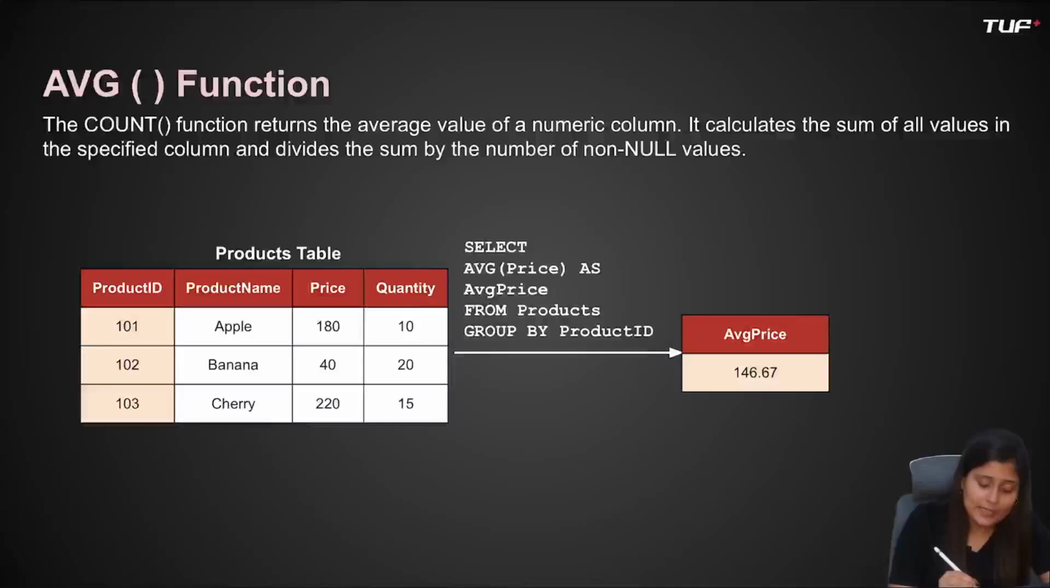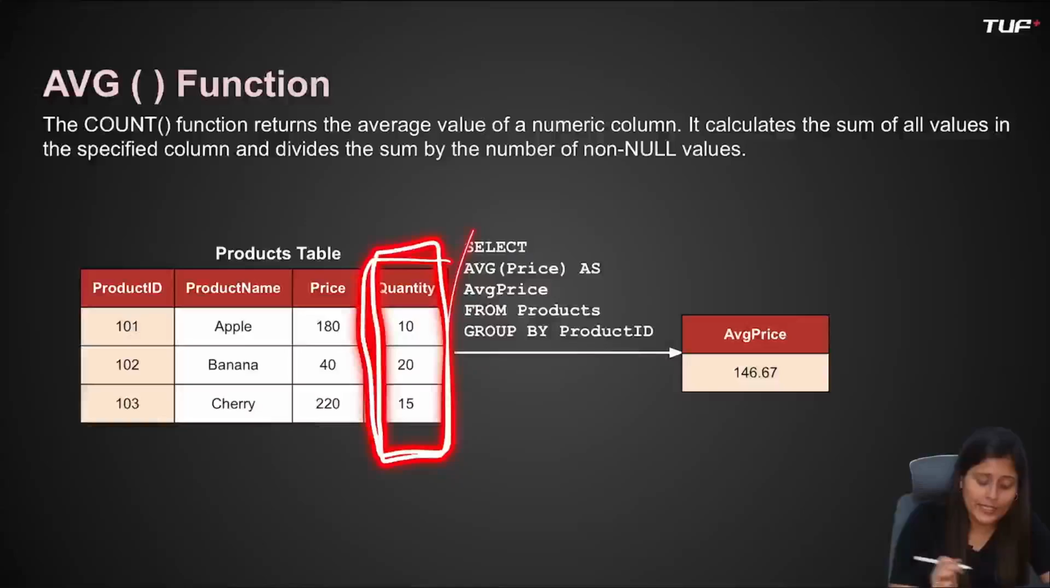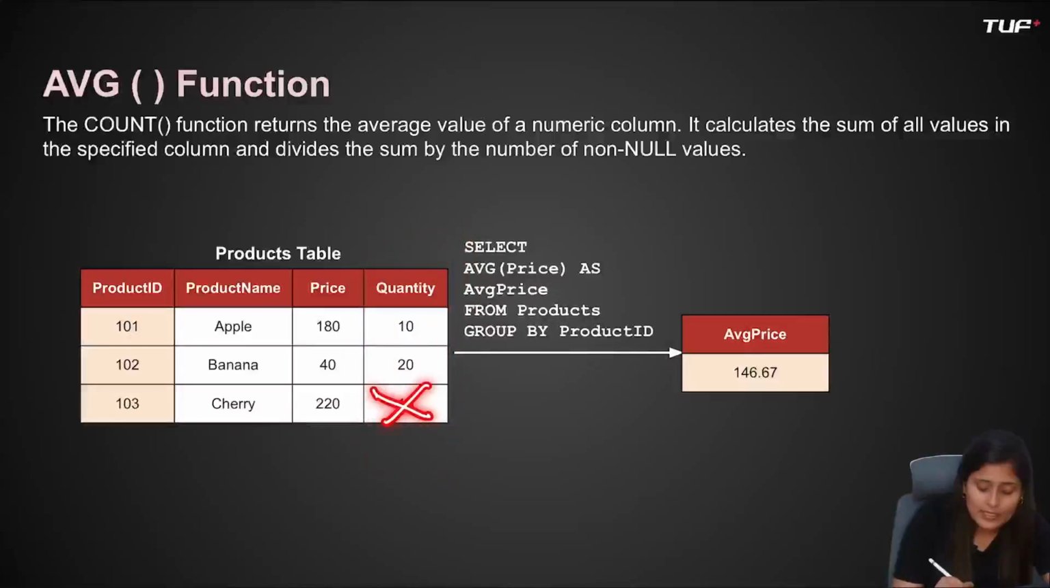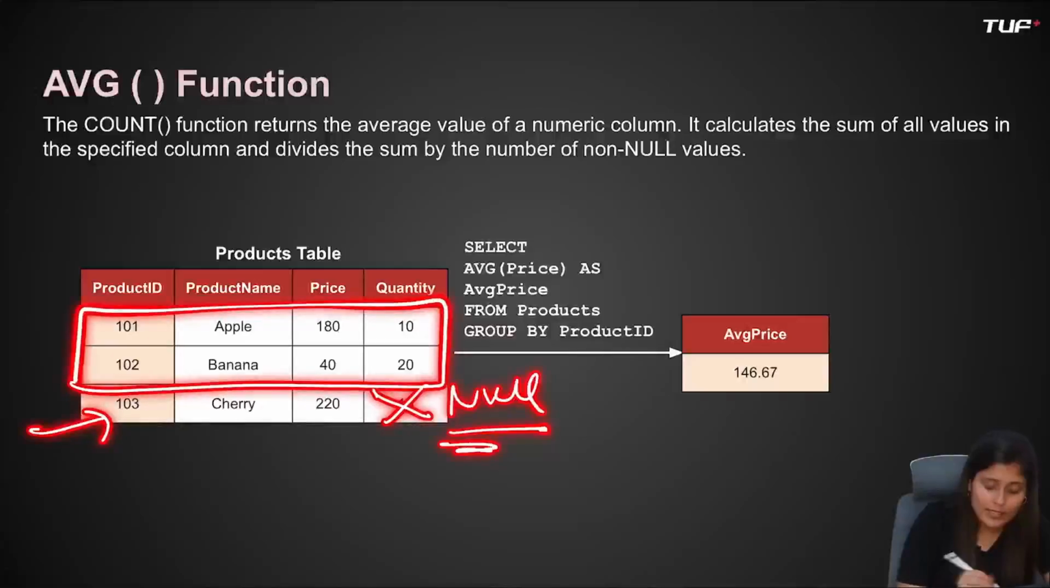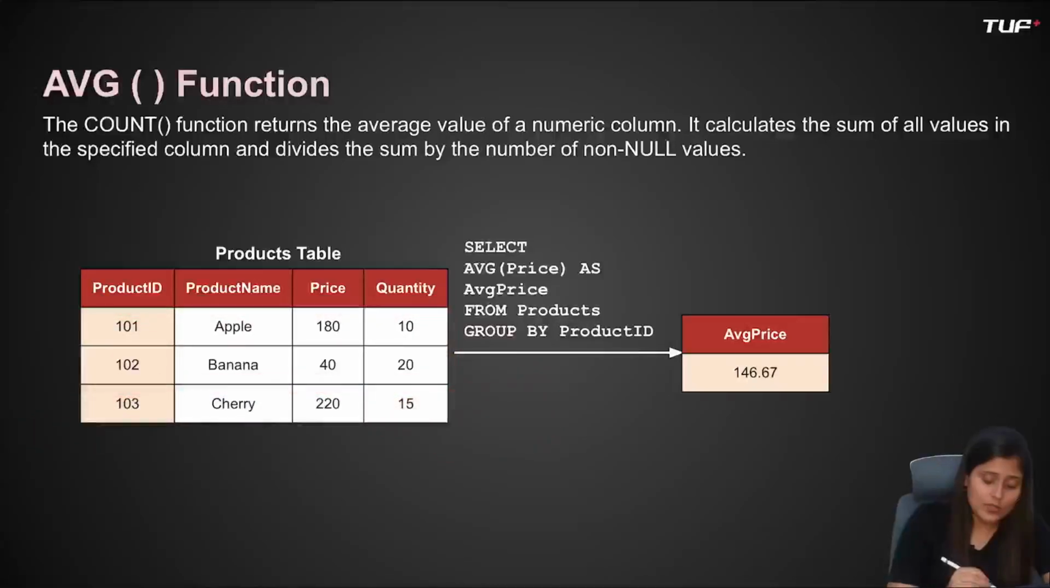So basically here is why we say non-null values. Let's suppose we are calculating the average for quantity, and for one row the quantity is null. We do not need to divide the summation by 3 because one row has a null value. We will divide the summation by 2 itself. Okay, so this is what we'll do here.